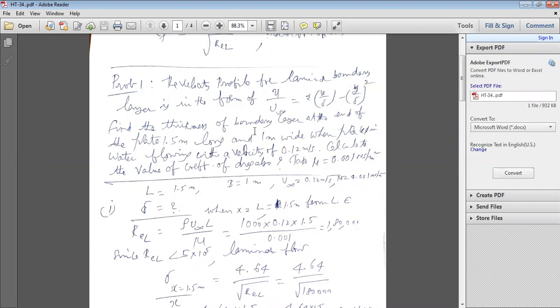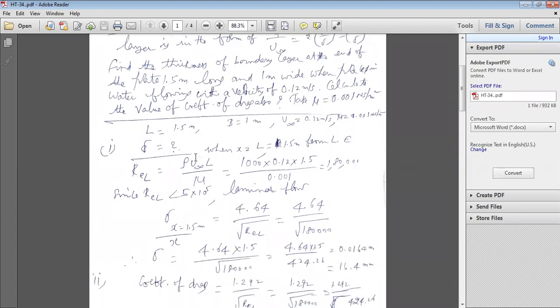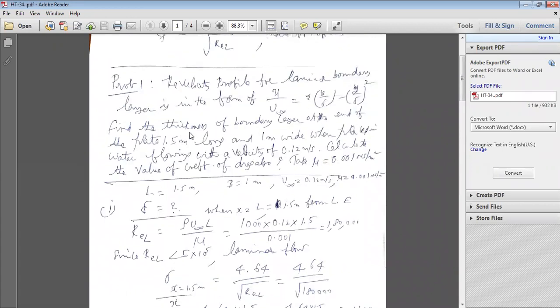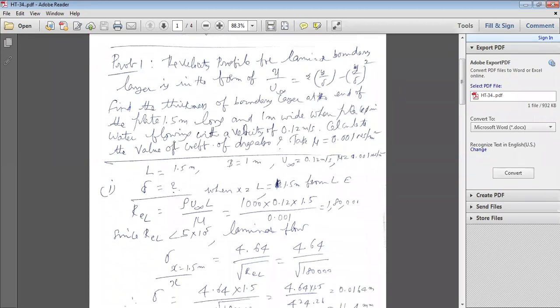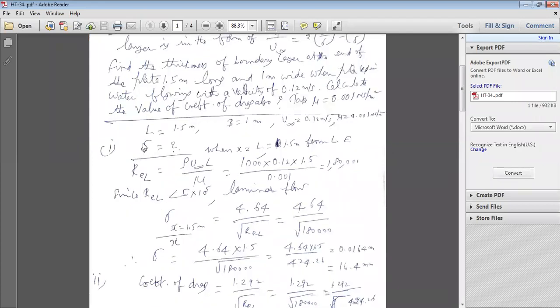Sometimes this value will be given in the problem. Otherwise, you have to note down the required data from the heat and mass transfer data book. Now, first you have to calculate the boundary layer thickness delta when x is equal to L, because what is asked is to find the thickness of the boundary layer at the end of the plate, that is x is equal to L.